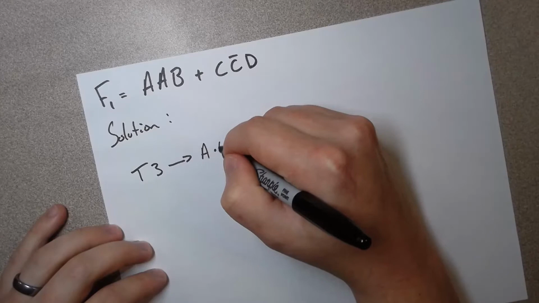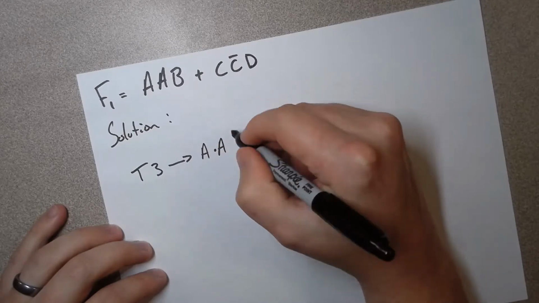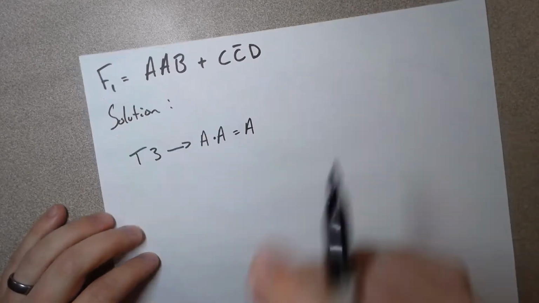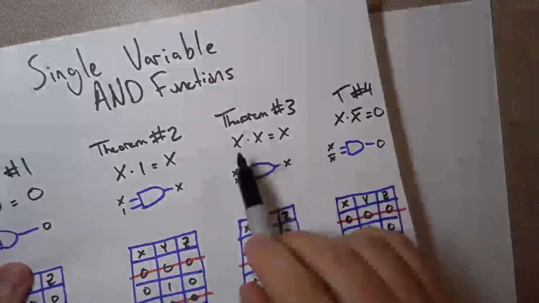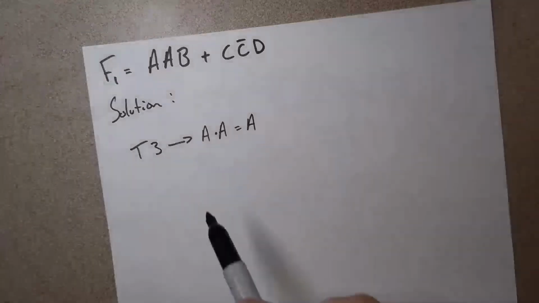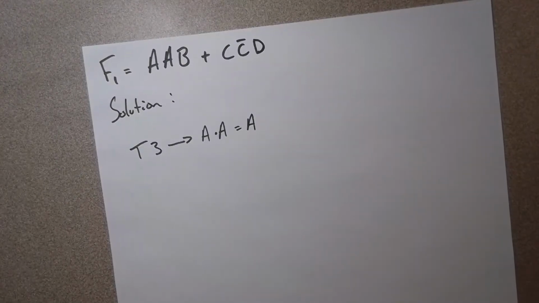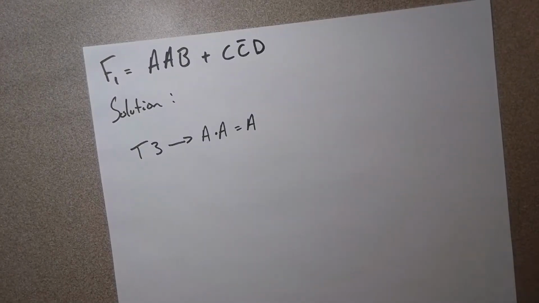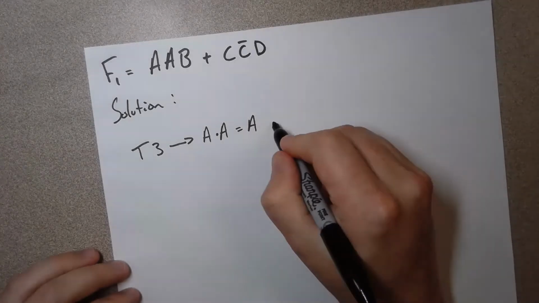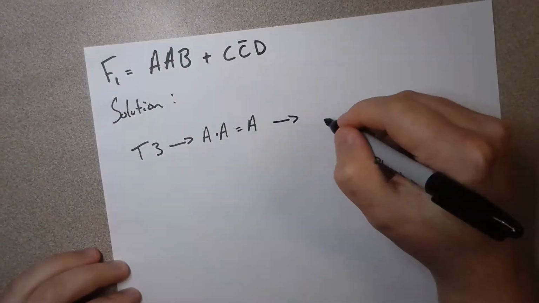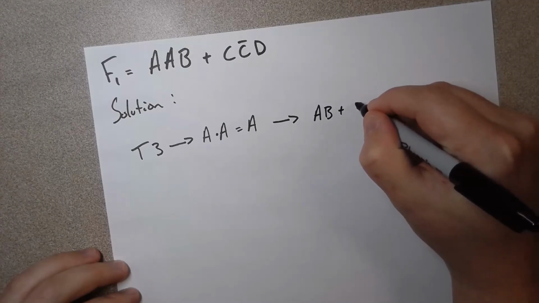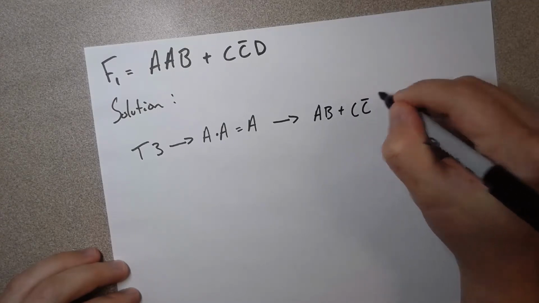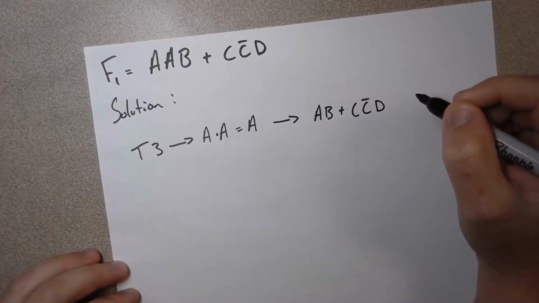A and A is equal to just A, and we can look at our theorem 3 here, x and x is equal to x. So if we have A and A, that's equal to A, which would leave us with A, B, or C and not C and D.